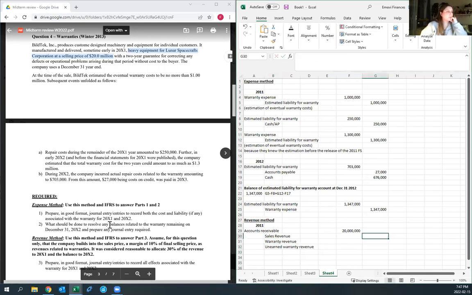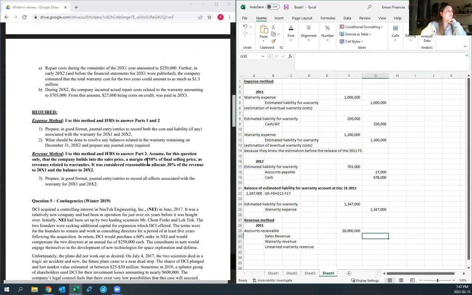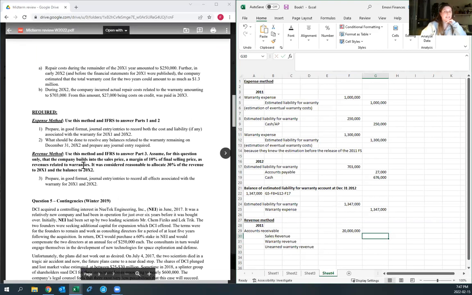For the sales revenue, they say that a margin of 10% of final selling price are related to warranty. So that means that 90% of the selling price is for the sales revenue. So I'm going to do 90% of the 20 million. And that leaves us with $2 million that's going to be attributed to warranty revenue or unearned warranty revenue.